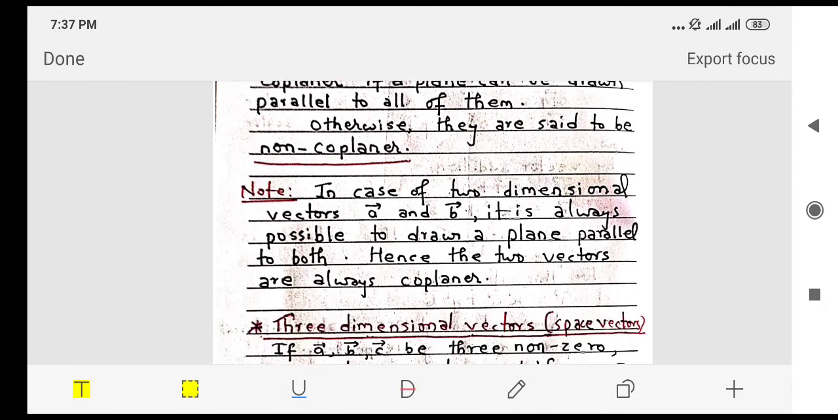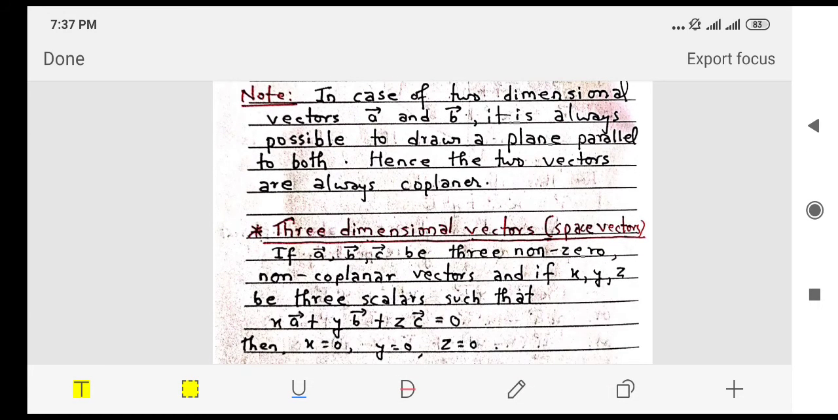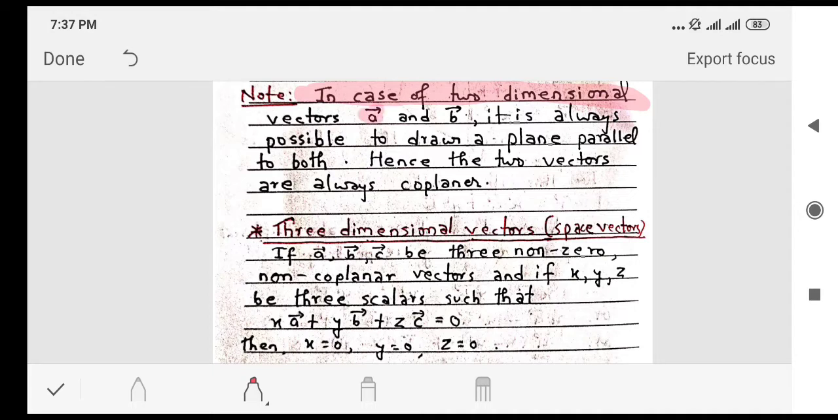Now one small note is given to you. In case of two-dimensional vectors, vector a and vector b, it is always possible to draw a plane parallel to both the vectors. So hence the two vectors are always coplanar. If they are plane vectors, we can always draw a plane parallel to these two vectors. So plane vectors are always coplanar. Please keep this in your mind, my dear friends.